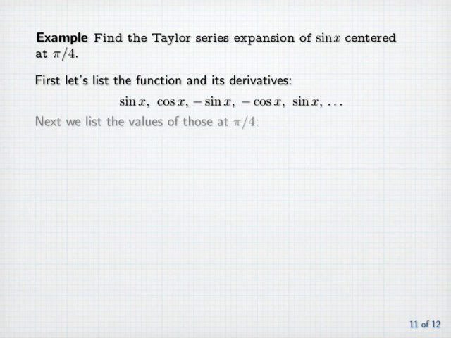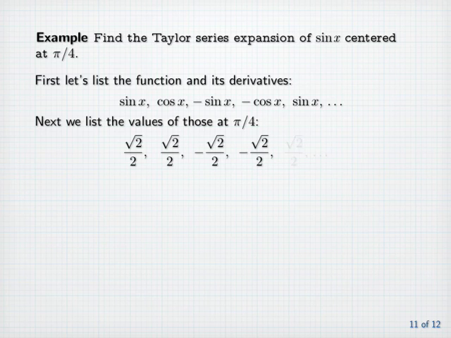Next, we list the values of those at pi over 4. Root 2 over 2, root 2 over 2, minus root 2 over 2, minus root 2 over 2, then back to root 2 over 2 where we started. So all of those derivative values are either plus or minus root 2 over 2, and the sign cycles through plus plus, minus minus, plus plus, minus minus, and so on.